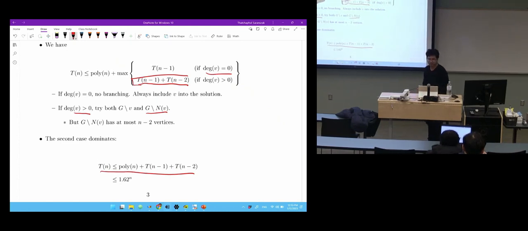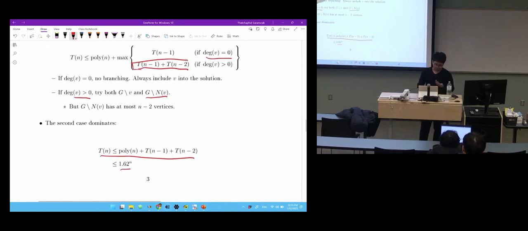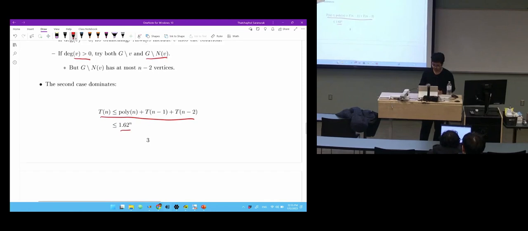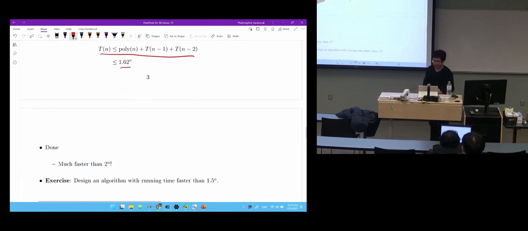And now with some black magic that I'm going to talk about soon, you can see immediately that you get this running time, which is faster than 2 to the n. Super easy algorithm, but it is much faster than 2 to the n. And with some more easy ideas, you can actually make it faster than 1.5 to the n or even 1.4 to the n. You can try this a bit, but yeah.